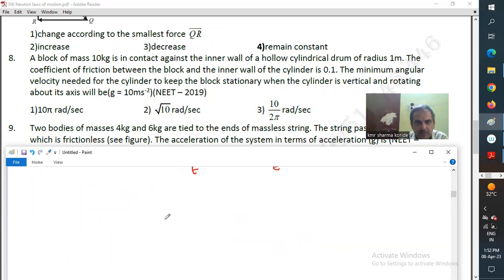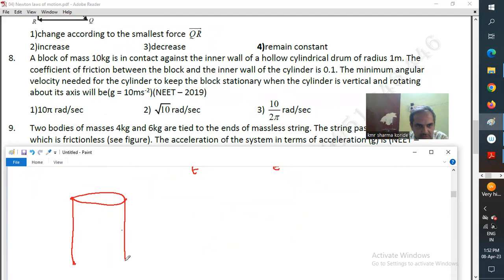So this is given in 2000. The block of mass 10 kg is in contact with the inner wall of the hollow cylindrical drum of radius 1 meter. The coefficient of friction between the block and the inner wall of the cylinder is 0.1. The minimum angular velocity needed for the cylinder to keep the block stationary when the cylinder is vertical and rotating about its axis. So just you understand that.